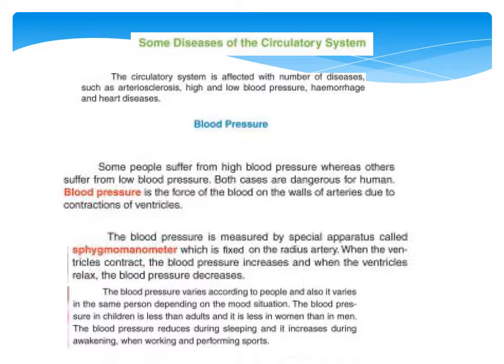Blood pressure varies according to the person, and it also varies in the same person depending on mood and situation. Yes, blood pressure in children is less than in adults, and it is less in women than in men. Blood pressure is reduced during sleeping, and it is increased during awakening, when working and performing sport.